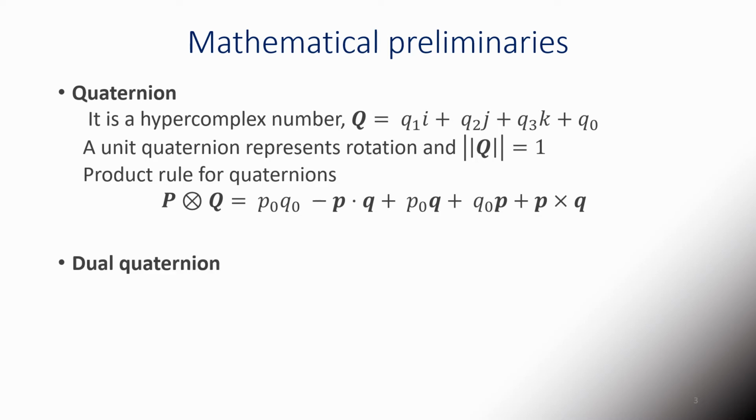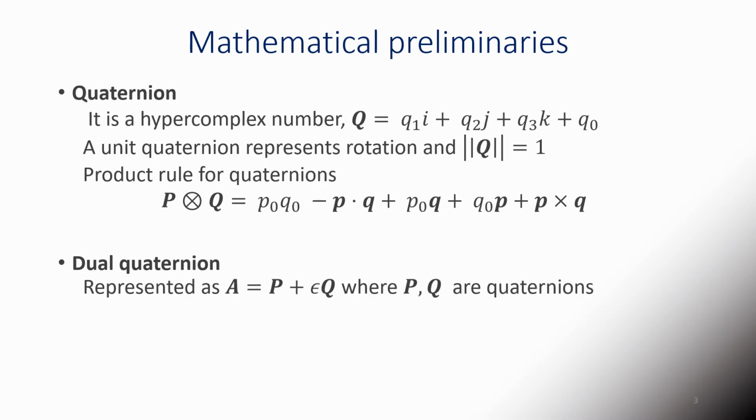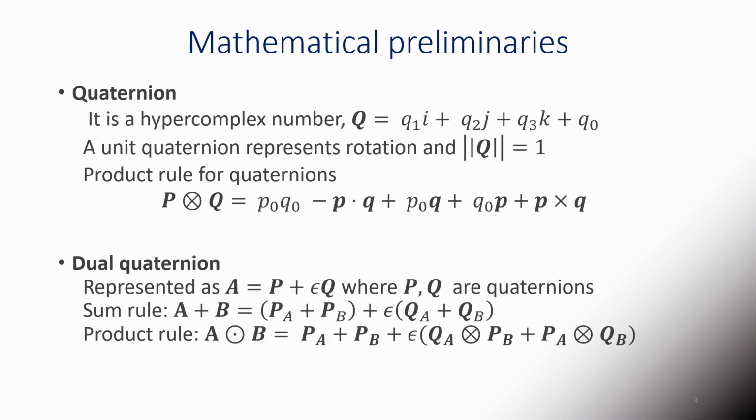A dual quaternion, capital A, consists of two quaternions, the real part capital P and the dual part capital Q. Dual quaternions are useful in representing rigid body poses. Suppose the orientation of a rigid body is represented by a quaternion A subscript R and the position of the rigid body is T. Then the pose of the rigid body can be represented by a dual quaternion as capital A equals A_R plus epsilon divided by 2 times the quaternion product between T and A_R.